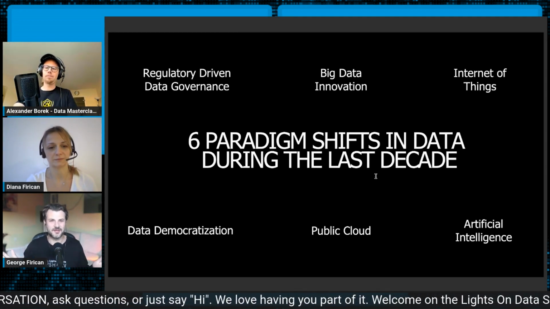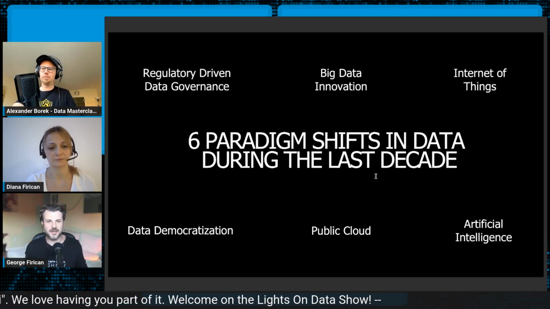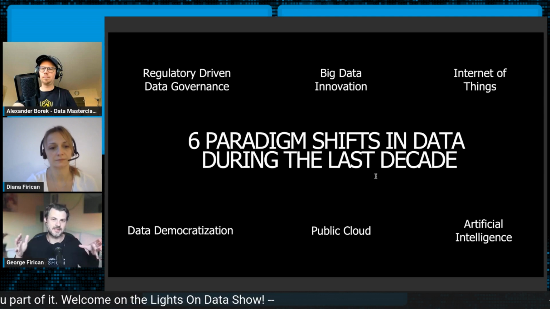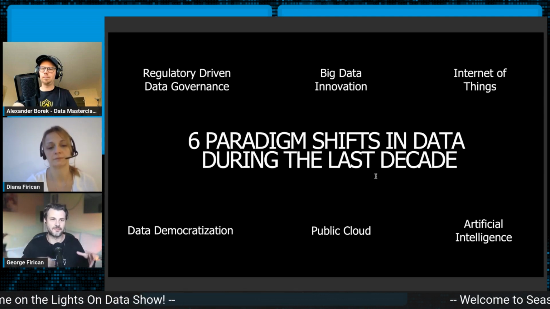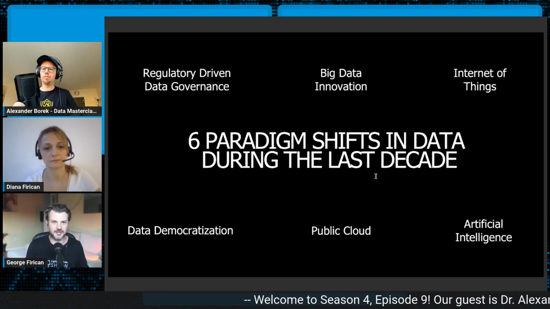I think that's a great description of that evolution and the shifts that we've seen in the data space. And at the same time, all of those 6 are still there and they're very much a focus for many organizations, and they're being impacted by regulatory practices.